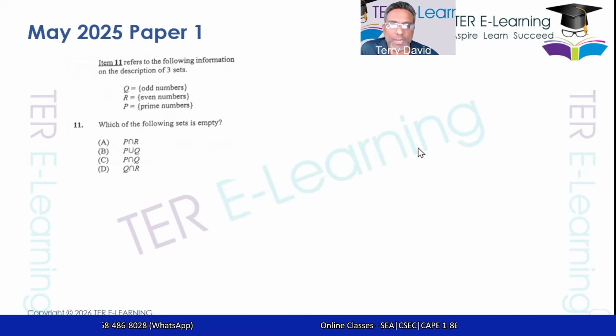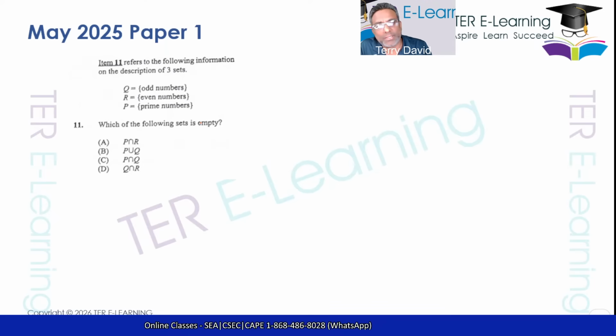All right, we have Q is odd numbers, R is even numbers, P is prime numbers, which is an empty set. So the empty set will be the intersection of odd and even numbers, so that's Q and R, so that's D. An odd number cannot be an even number at the same time. That's not possible.